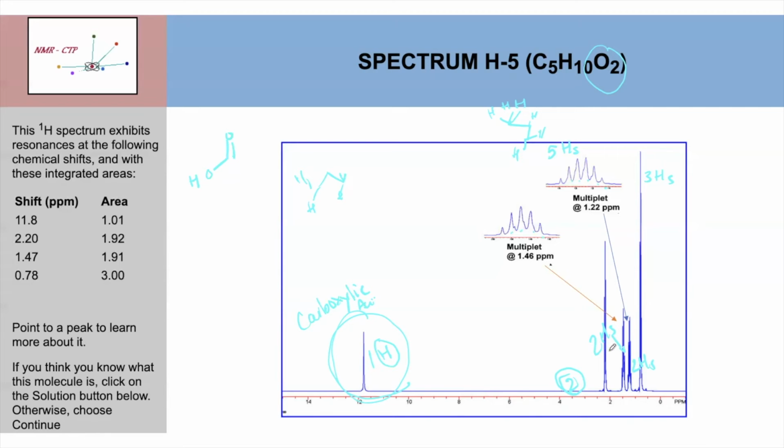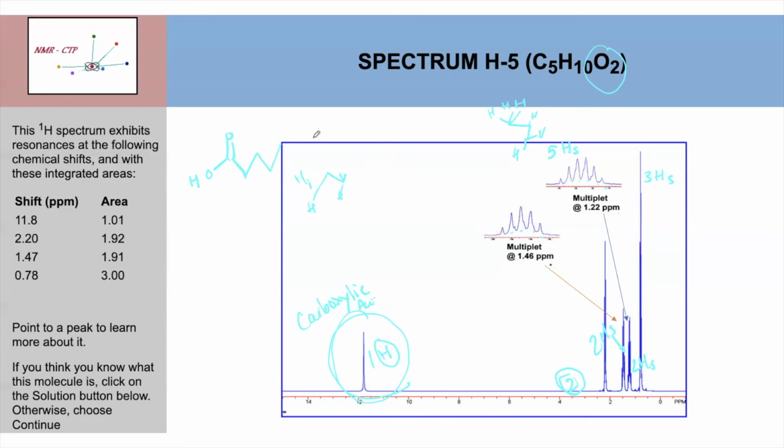So we say this is 2 hydrogens, and this is looking to me like a triplet. So we say, okay, 2. And we just start drawing in. And at this stage, I would just start drawing in my carbons and then seeing if it adds up together. 1, 2, 3, 4, 5.